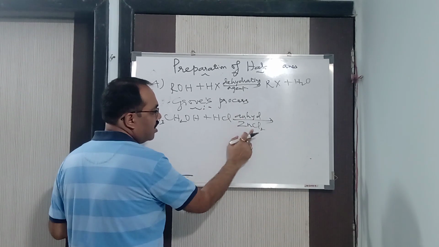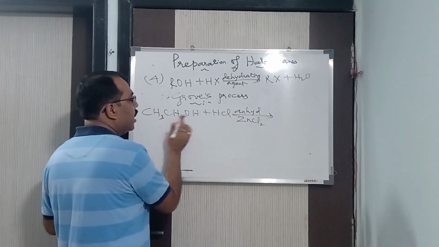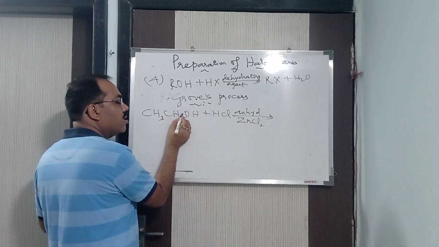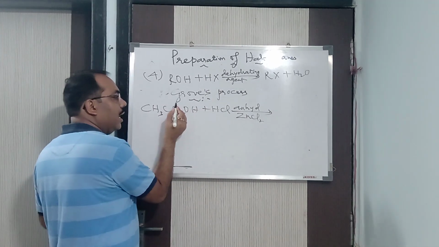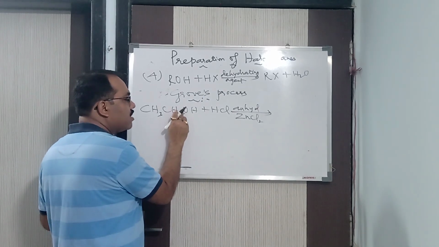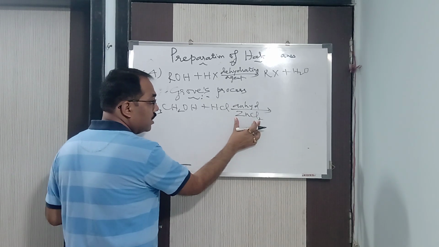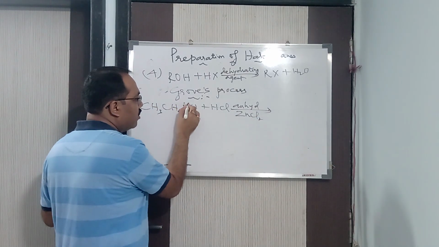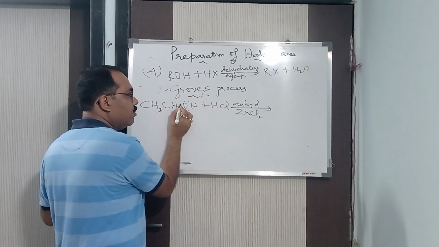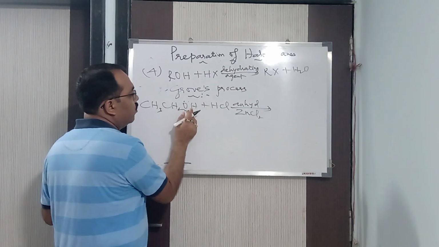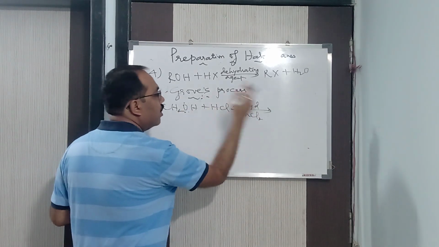Point number 2. Anhydrous ZnCl2, that is zinc chloride, is a Lewis acid. It helps in the cleavage of this carbon-oxygen bond, and hence this cleavage takes place easily. Why? Because, as I said, it is a Lewis acid. So it will take a pair of electrons from oxygen, and hence it will help in the cleavage of this carbon-oxygen bond. Due to which, in this place, Cl will come and take its place, and water will be released.